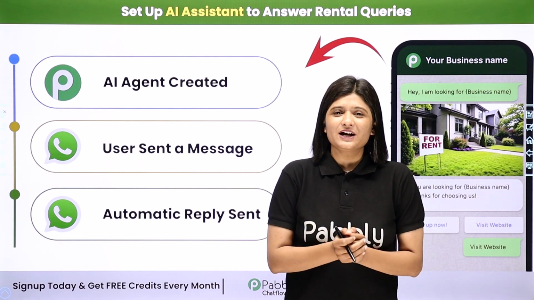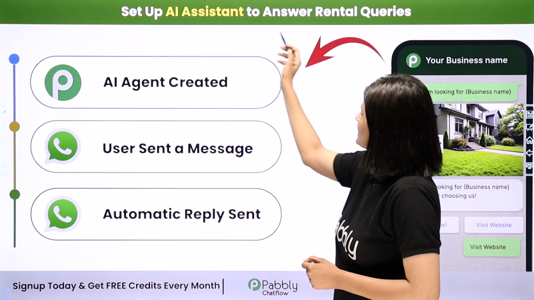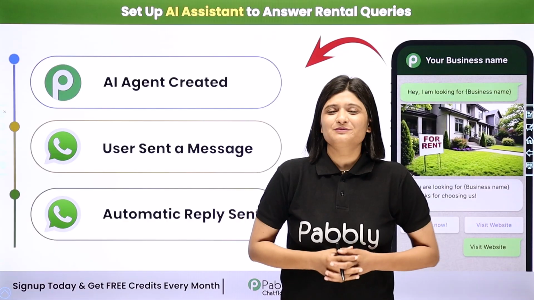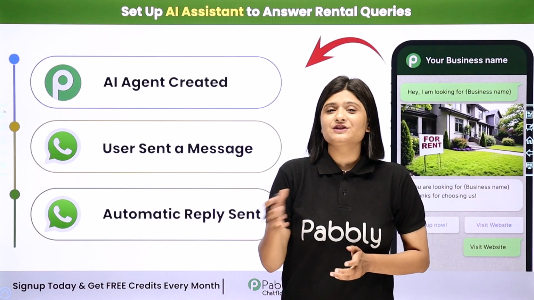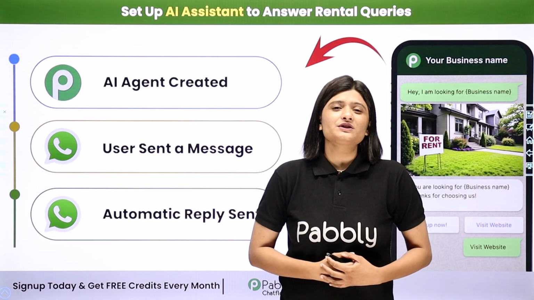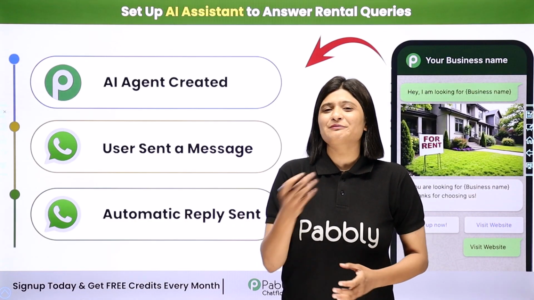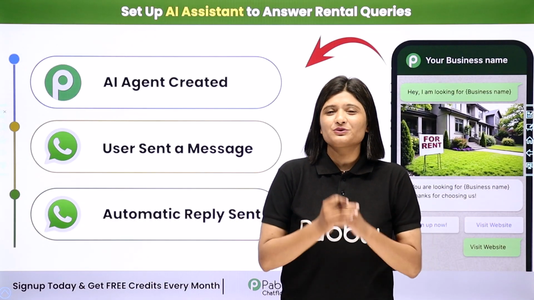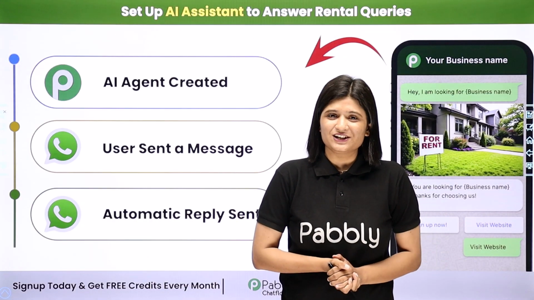In this video, we are going to learn how to set up an AI assistant to answer rental queries. So let's suppose I am running a business and I am receiving many queries on my WhatsApp. I was manually replying to all of the queries and this was consuming a lot of my time, so I've completely automated this process and I've created a WhatsApp chatbot which is going to automate all my WhatsApp conversations.